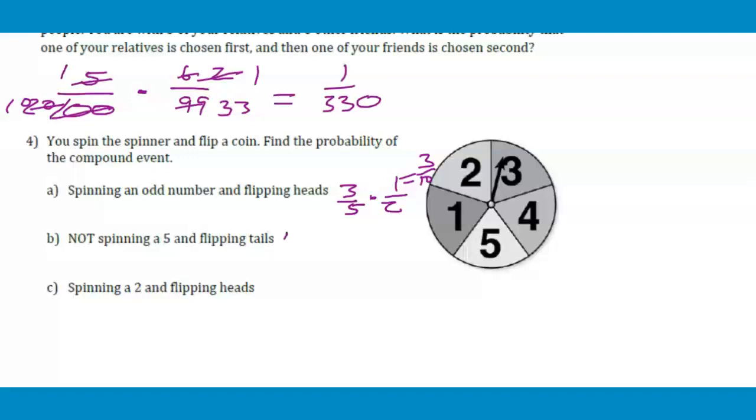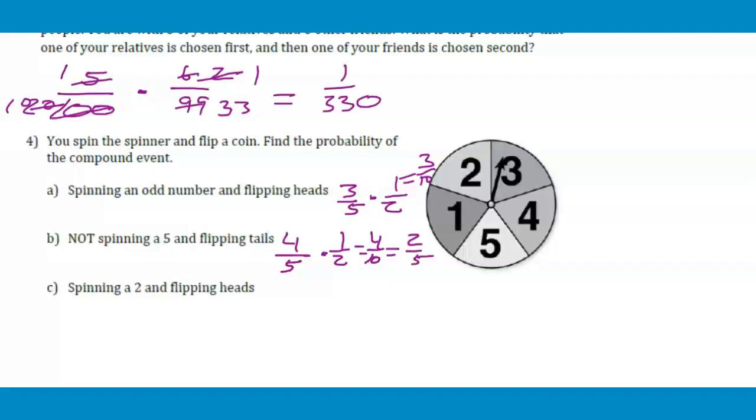B, not spinning a 5. So there's 4 out of 5. And flipping tails, the probability of that is 1 out of 2. And again, show each probability that you're multiplying together. This gives me 4 out of 10, which is 2 out of 5 when you simplify it.